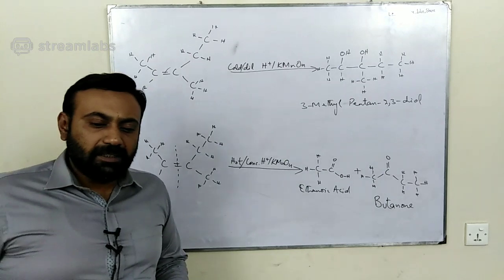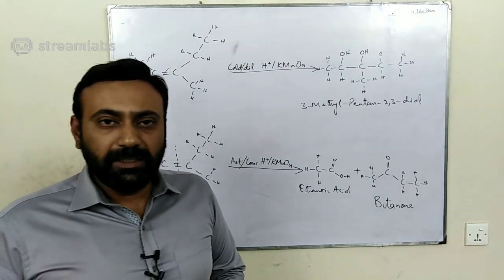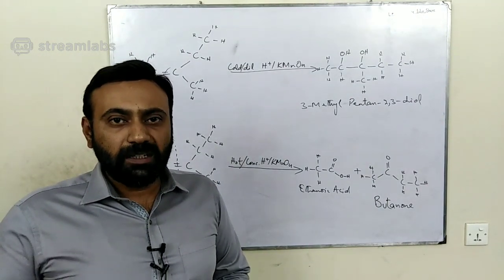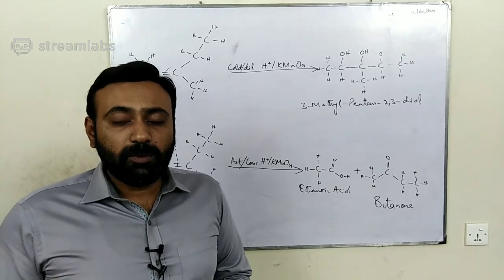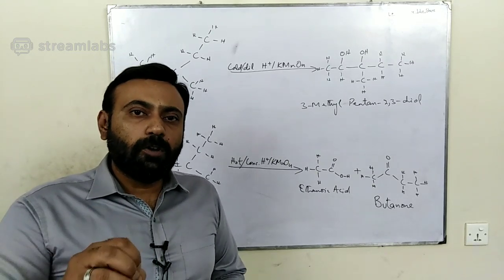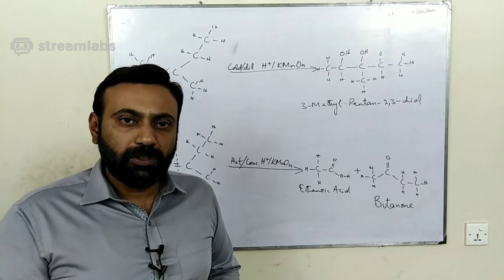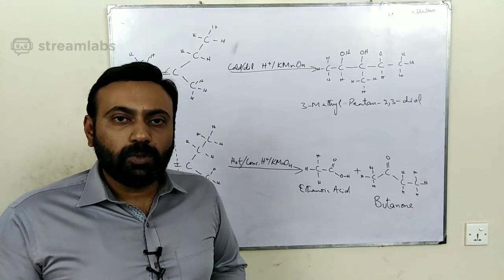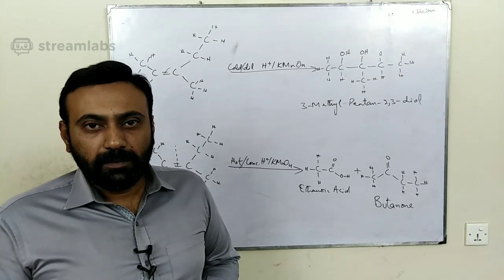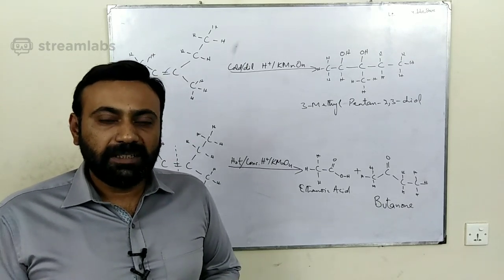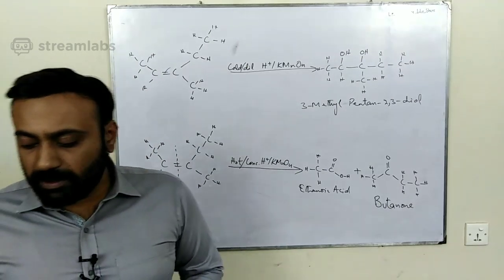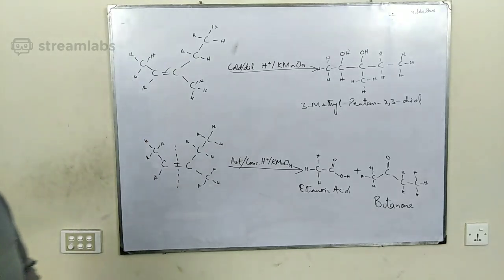Question states: does that mean bromine water is considered aqueous bromine? Yes, it is. See, bromine water means aqueous bromine. Bromine dissolved in water, the aqueous solution of bromine, that is also called bromine water. It is not something different. It is the aqueous solution of bromine and it is used for the identification of alkenes.